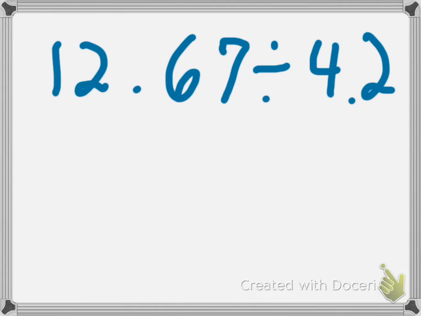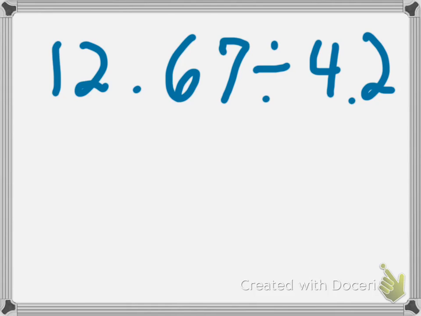In this example, I'll be showing you how to divide decimals, and in this case we're going to divide and round to the nearest tenth. So for this example, I have 12 and 67 hundredths divided by 4 and 2/10 as my expression.